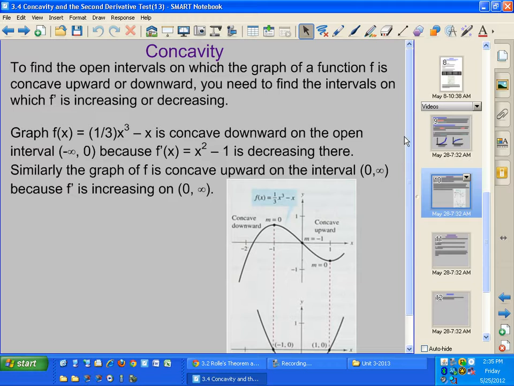So then, how does the concavity affect the original graph? Well, we have these open intervals here, and we have this graph. The original function is 1/3 x cubed minus x. It is concave downward on the open interval from negative infinity to 0, and you can see that right here. Well, f prime of that function is x squared minus 1, and is also decreasing there.